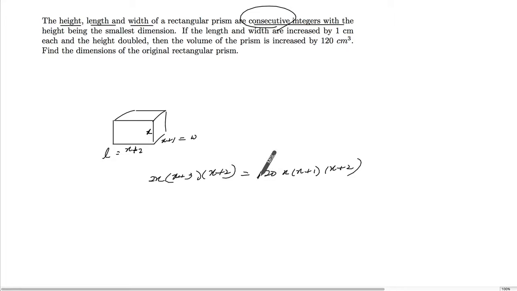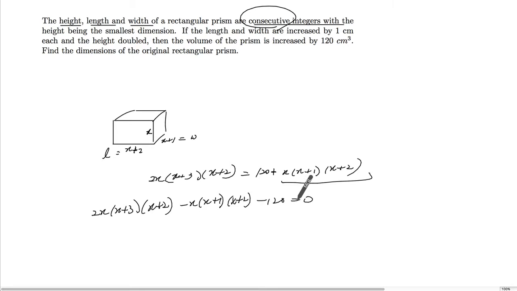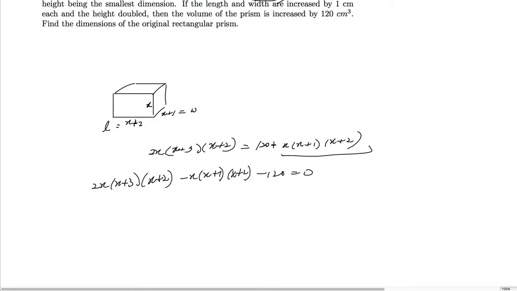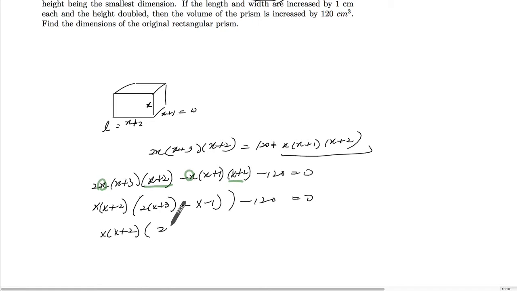Let's bring all of this, increased by 120 plus, right? Let's bring this to the other side. I'm just copying and pasting what we have on the left side. So we get minus x, x plus 1, x plus 2, and also bring the minus 120 over. Note that from the first two terms we have x and x plus 2 in common, so let's factor that out. x plus 2, and we get 2 times x plus 3 minus x minus 1 when you open up the bracket. So x plus 2, you get 2x, 2x minus x gives you x, 6 minus 1 gives you 5.